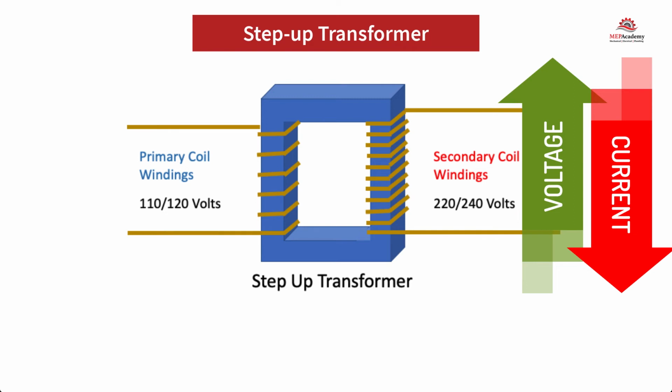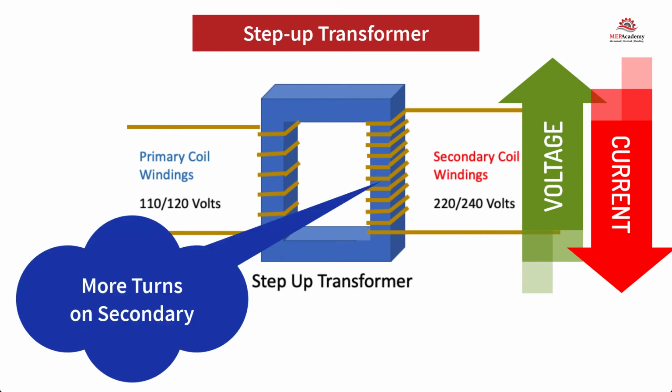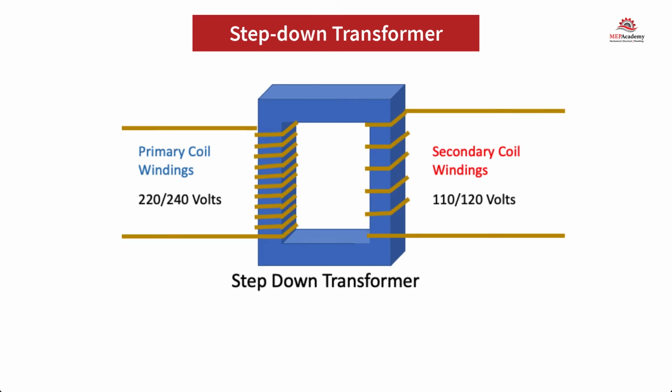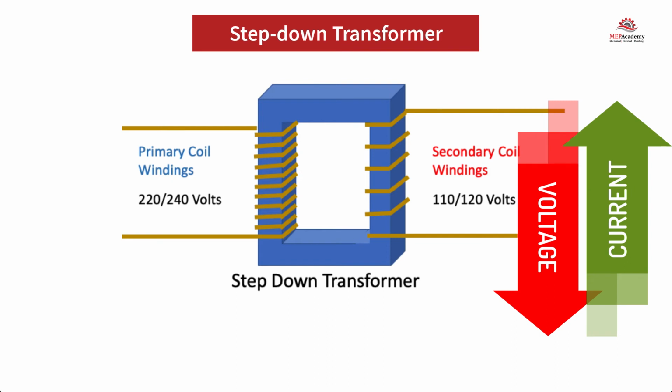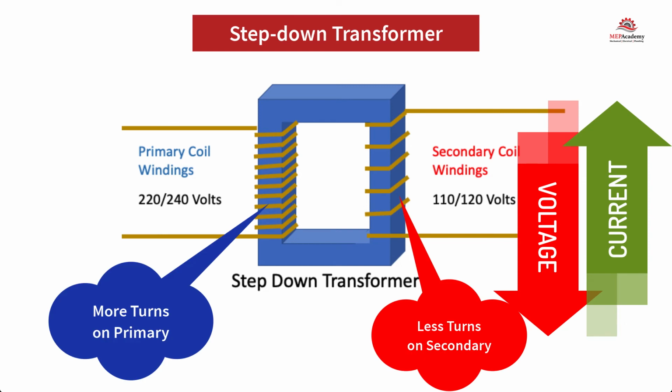This is done by having more turns of the coil windings on the secondary side compared to the primary, as indicated by the turn ratio. The step-down transformer decreases the voltage and increases the current. This is done by having fewer turns of the coil windings on the secondary side compared to the primary.